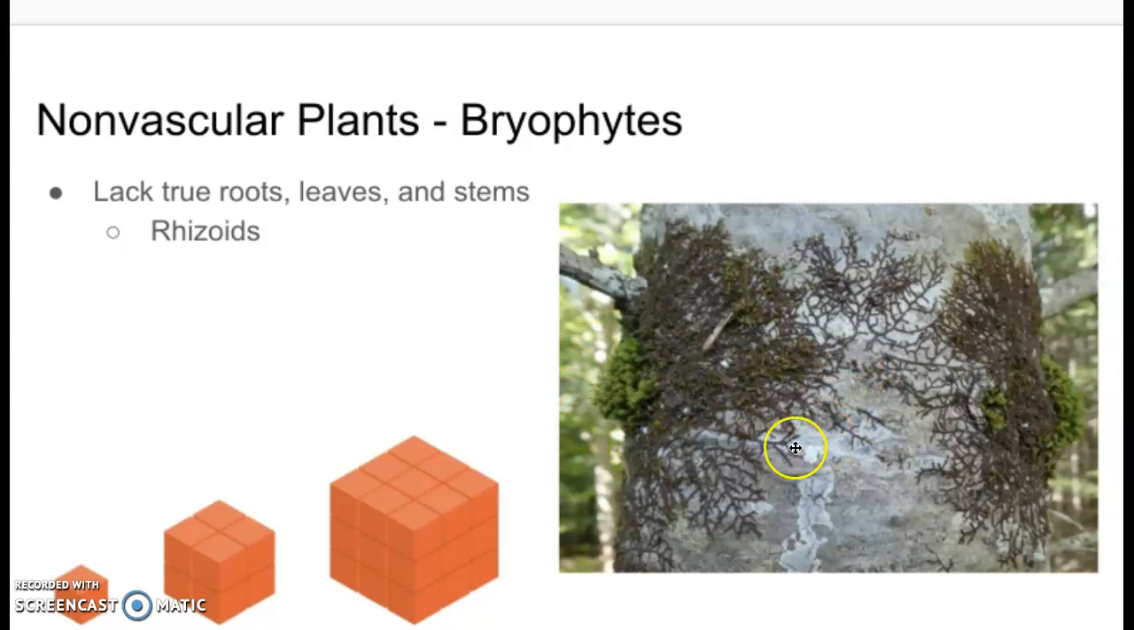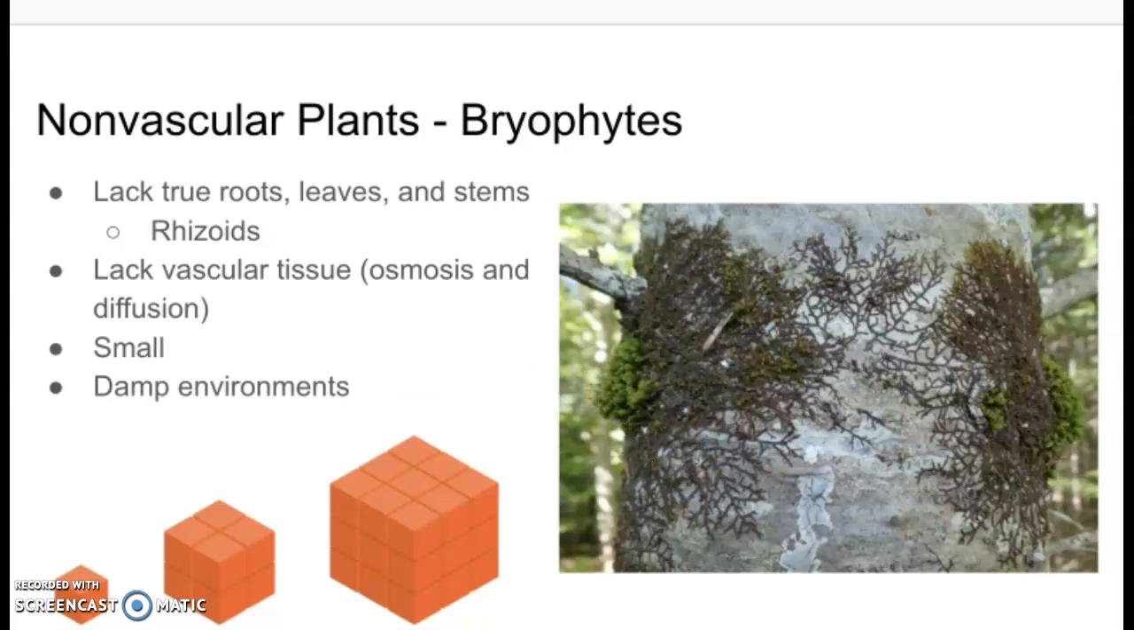Now, because these rhizoids don't absorb water or any nutrients, the moss needs to be in a high moisture environment. So in Florida, we have high moisture. We see these, but maybe not as much as if you were to travel to Washington State or another place like that.